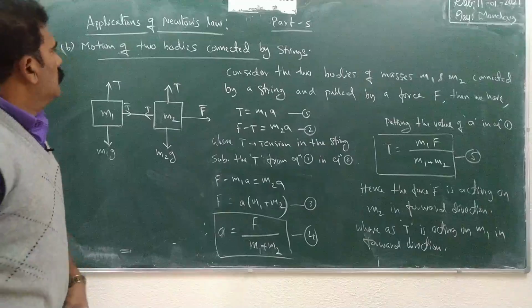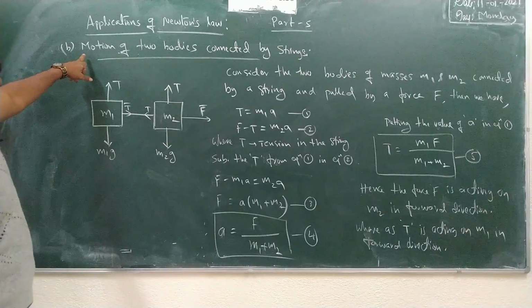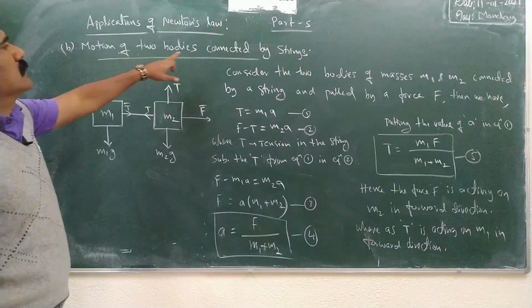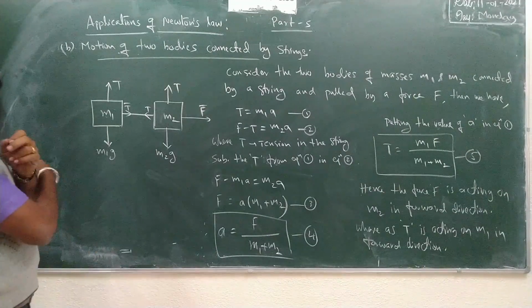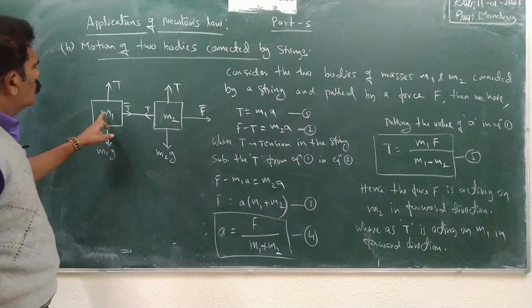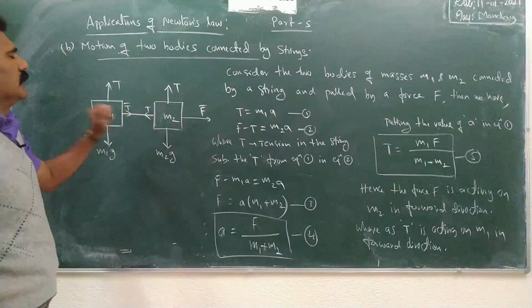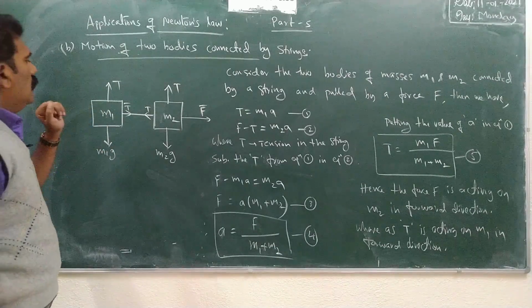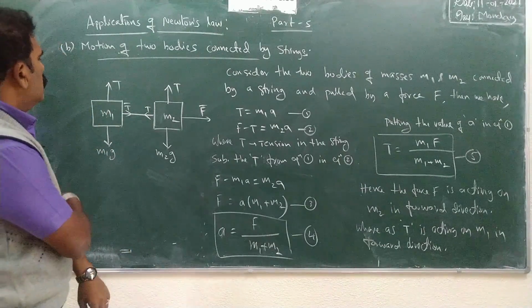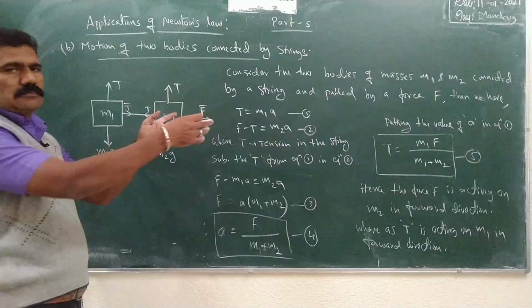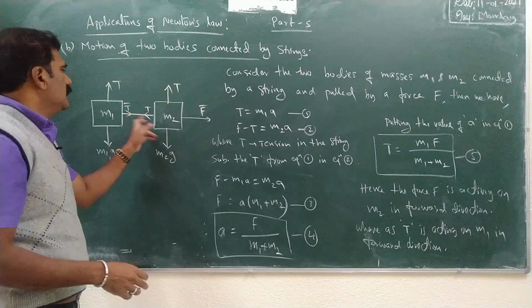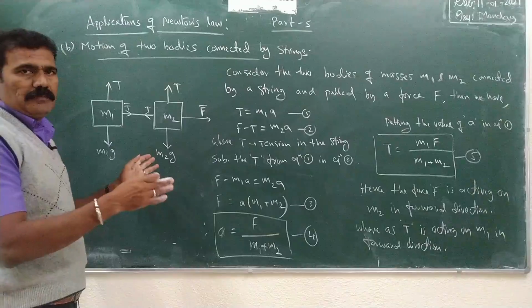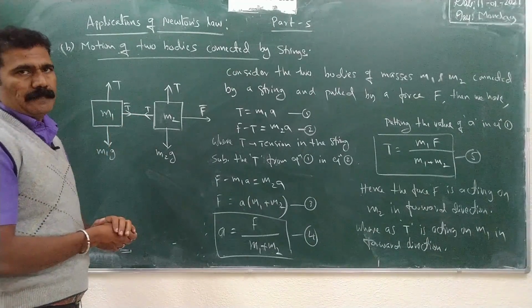Now look at the next particular case, where the motion of two bodies is connected by strings. In this example, you have to consider two masses connected by a string in between, and our intention is to move both m1 and m2. That's why we connected the two bodies by a string. They are separated but connected by a string.